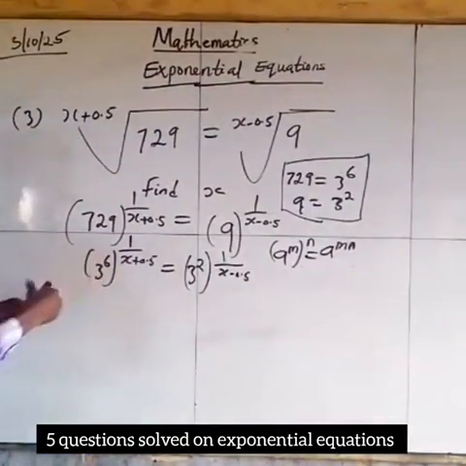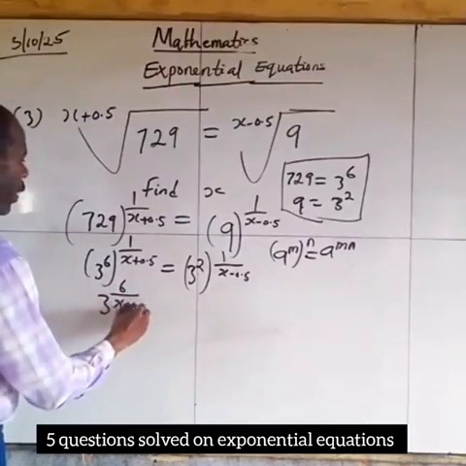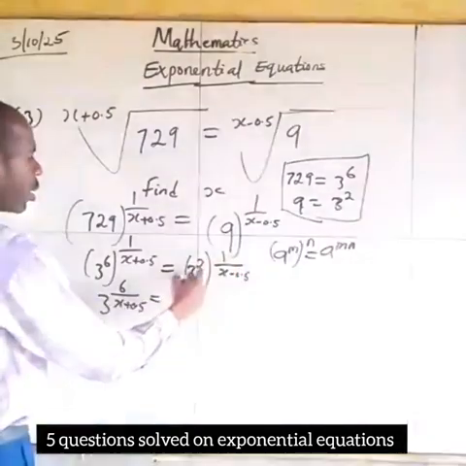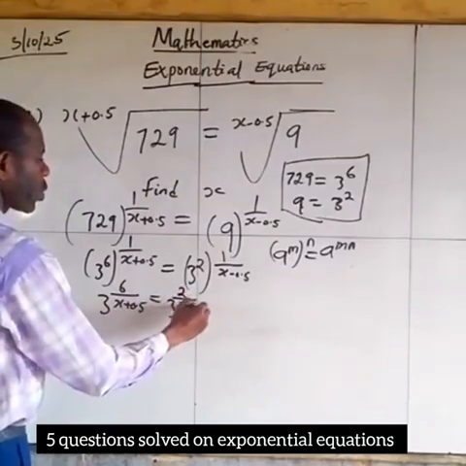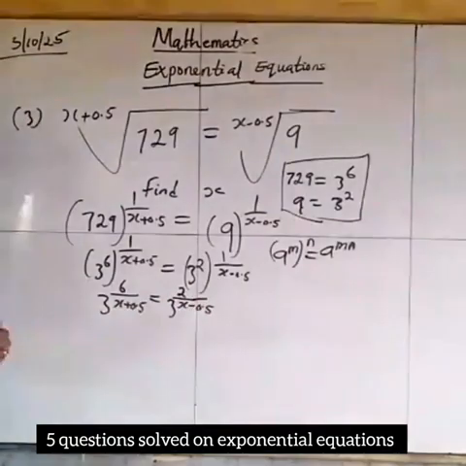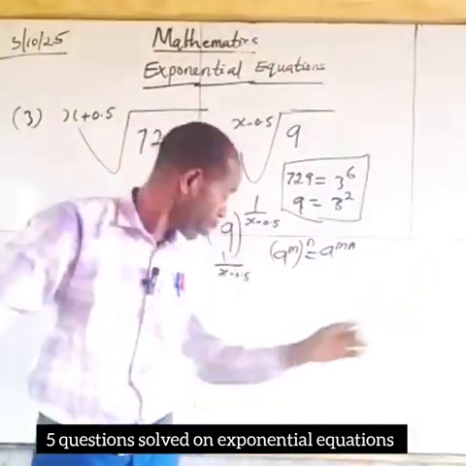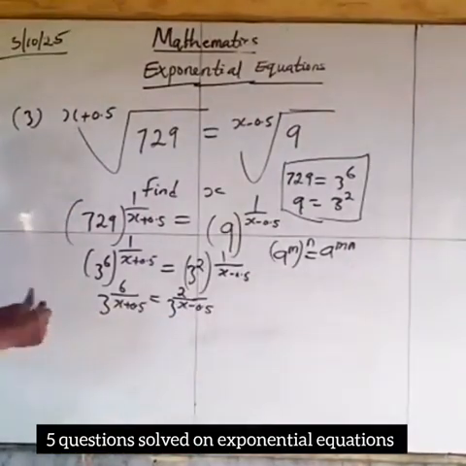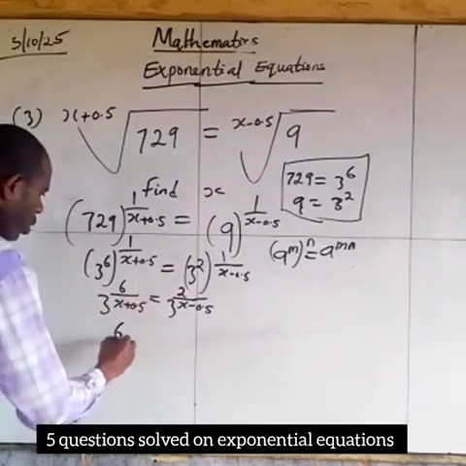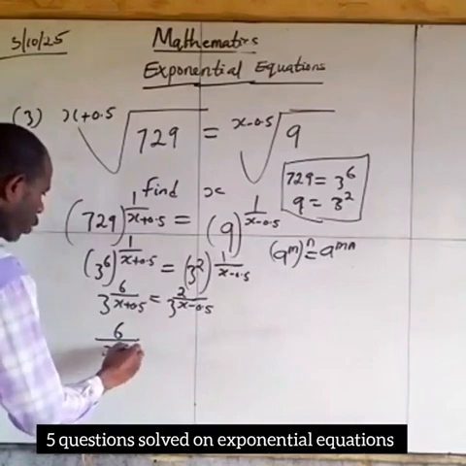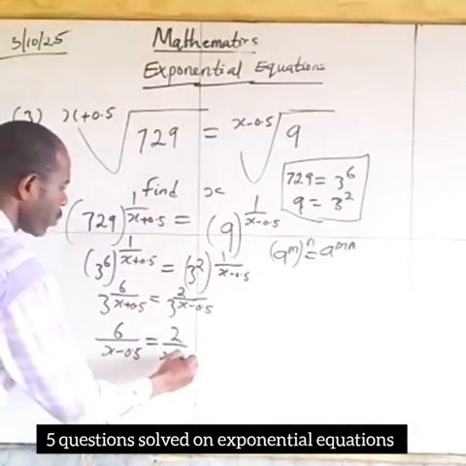In multiplying this, this will give us 3 raised to the power 6 over x plus 0.5, equal to 3 raised to the power 2 over x minus 0.5. Now we have achieved our aim. What is your aim? Your aim is working towards achieving the same base. So the base here and the base here are the same. So what we just need is to equate the exponents. We have 6 over x plus 0.5 equal to 2 over x minus 0.5.